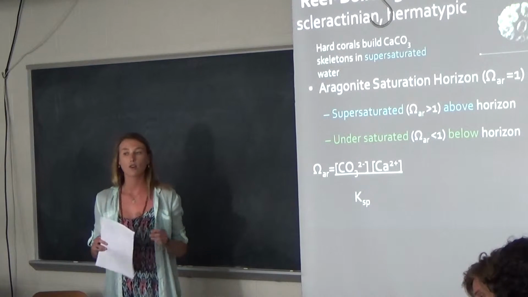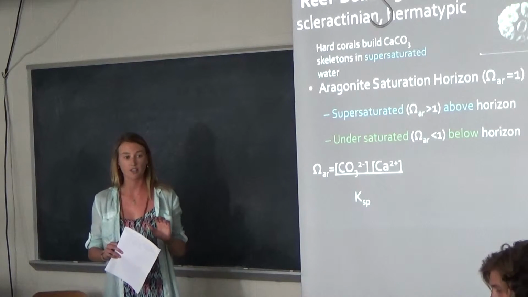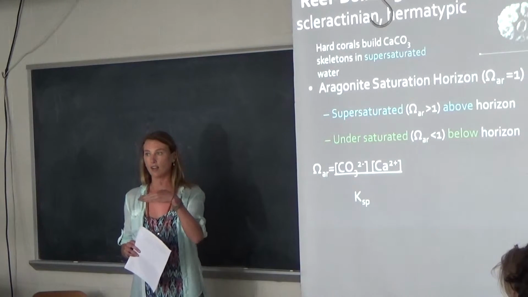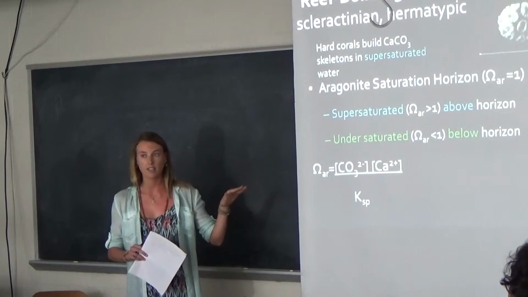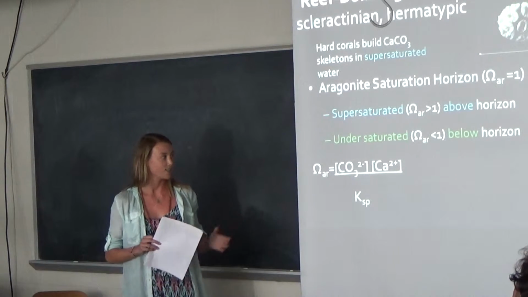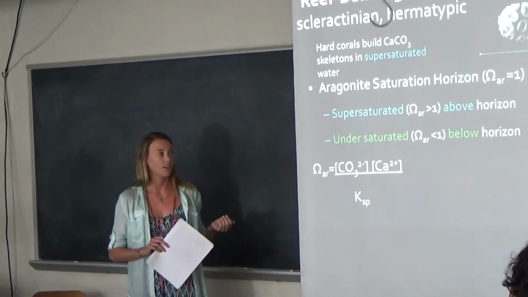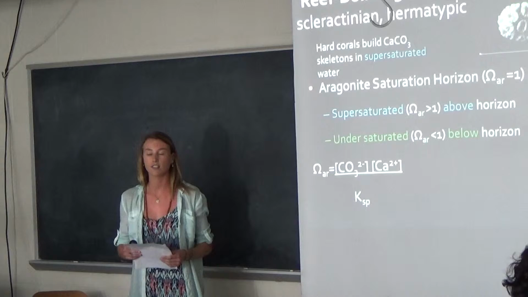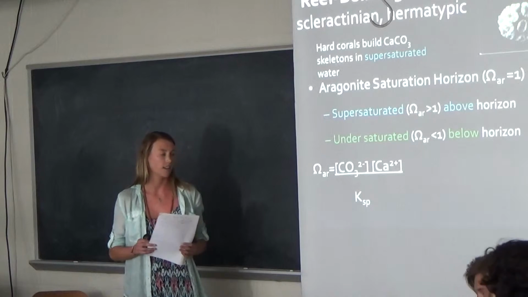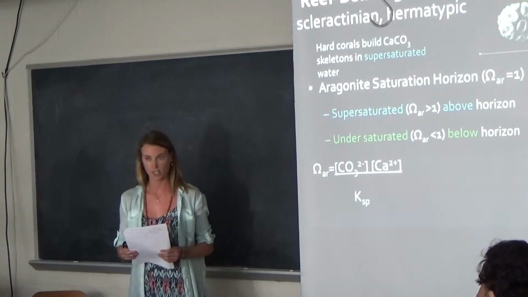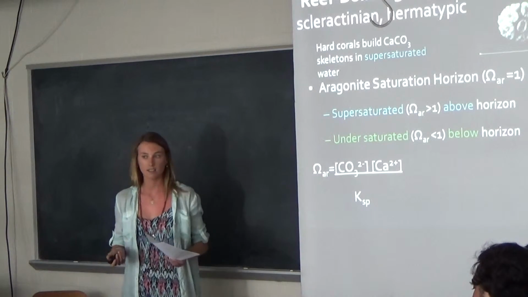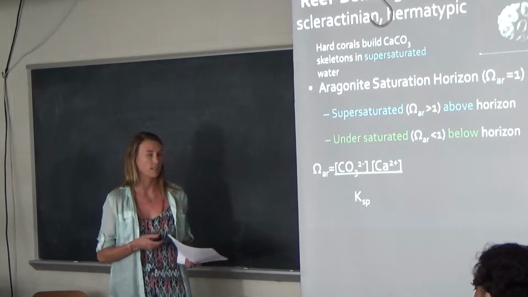of their skeletons. So they can only build their skeleton in supersaturated water, which is above the aragonite saturation horizon, which is where the aragonite saturation is equal to 1. And above it, it's above 1, supersaturated, and below the horizon, it's below 1, and it's undersaturated. And then a little chemistry review. The aragonite saturation state is equal to the concentration of carbonate ions times the concentration of calcium ions all over the aragonite equilibrium coefficient. So an important part to notice here is that any change in the concentration of carbonate is going to affect the aragonite saturation.